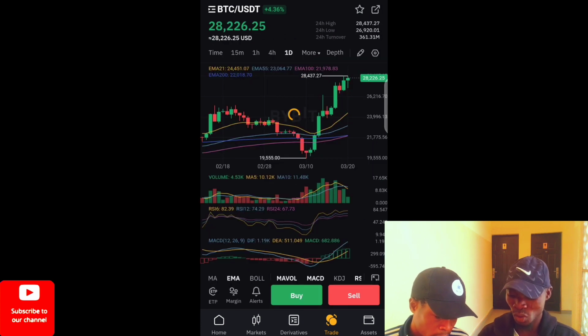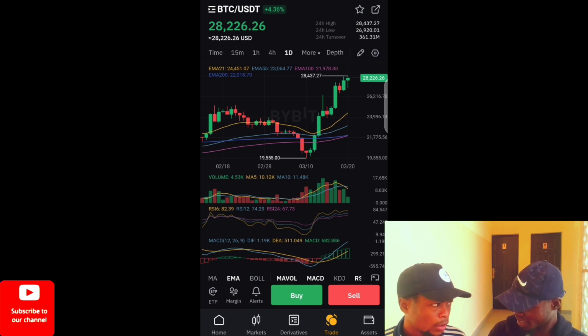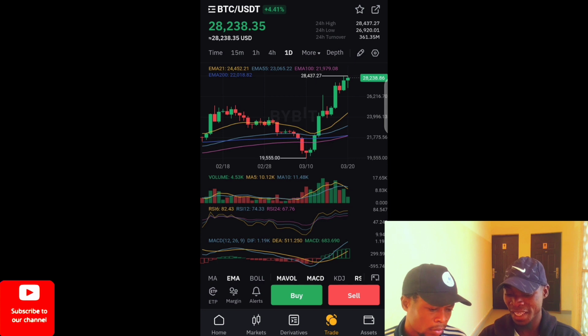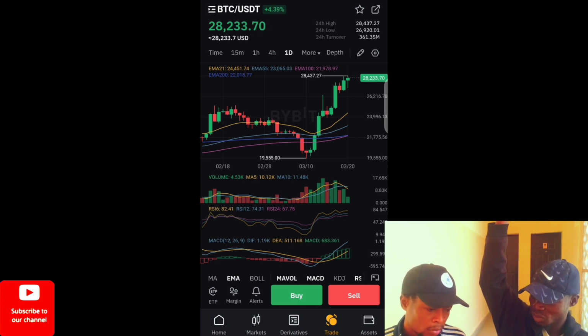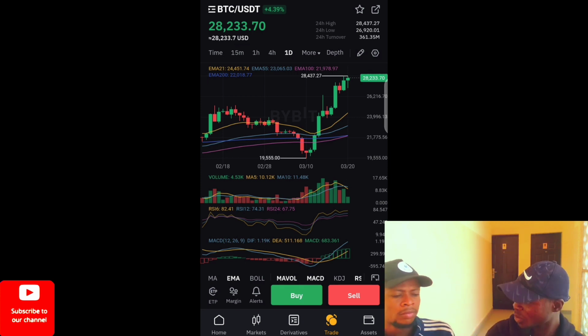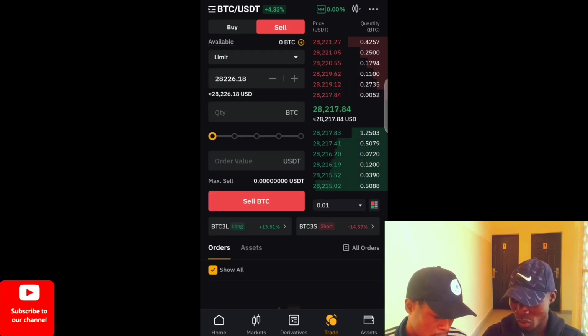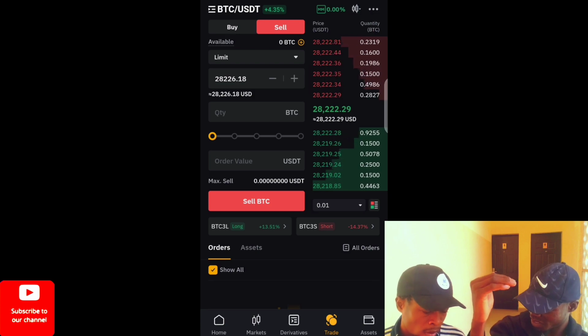Now let's say Bitcoin is dropping and you want to sell, because you don't want to lose money. You've already bought Bitcoin at a lower level, and Bitcoin has already risen to a certain level. When Bitcoin drops in price, you want to sell it fast so that you don't start losing money again. So you just click on sell. Or when you buy it and you see that you're already in profit, you click on sell.